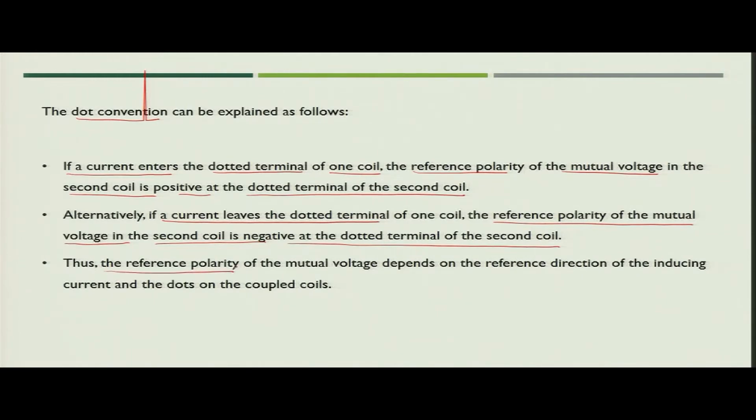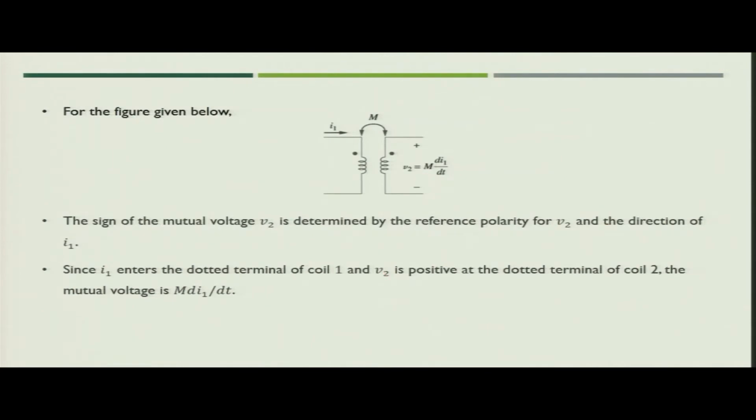Thus, the reference polarity of the mutual voltage depends upon the reference direction of the inducing current and the dots on the coupled coils. So, these two things are important to find out the reference polarity of the mutual voltage. Let us understand this phenomenon with the help of a couple of examples. Let us see this figure, where the sign of mutual voltage V2 is determined by the reference polarity for V2 and the direction of I1.